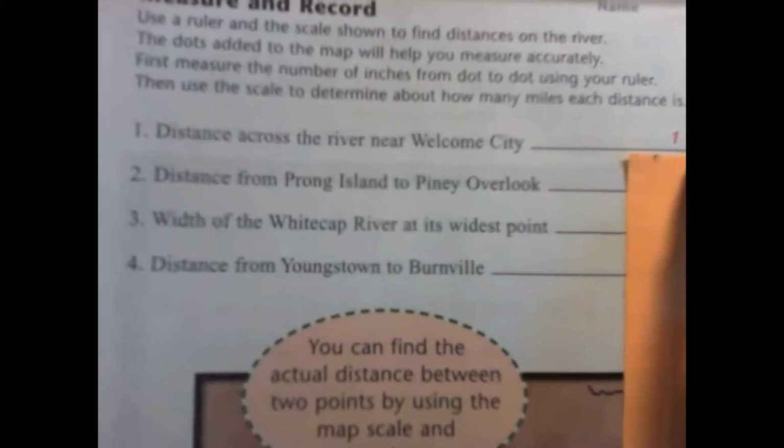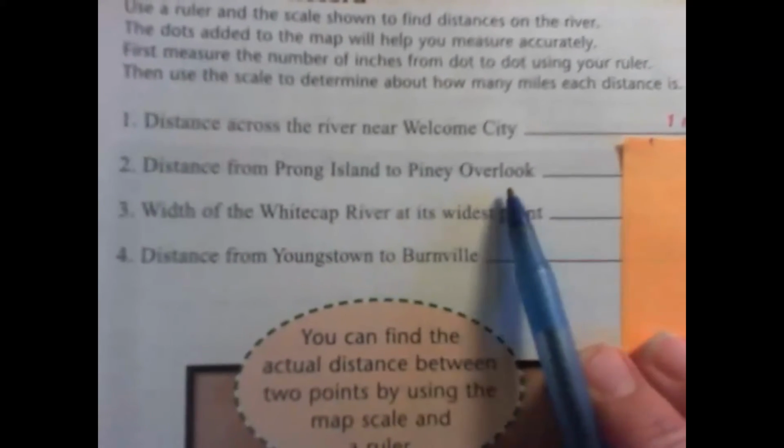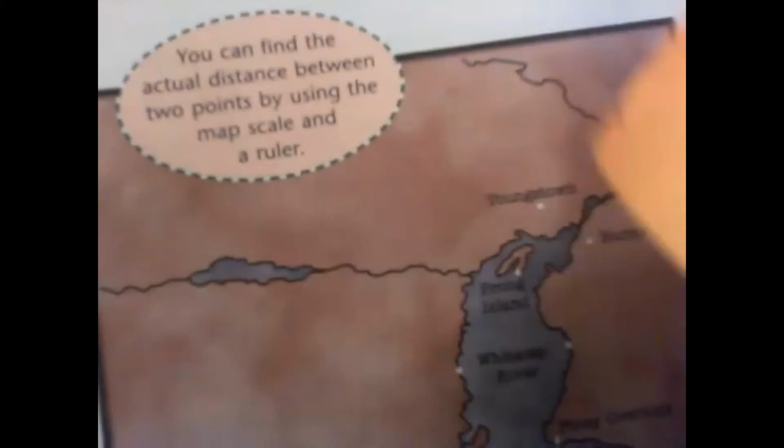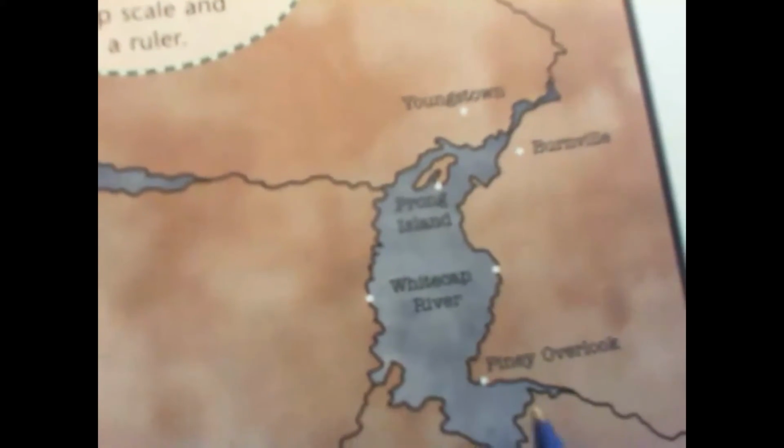The distance across. Let's look at the second one. The distance from Prong Island to Piney Overlook. All right, Prong Island to Piney Overlook. There's Prong Island. Now there's Piney Overlook right here. Let's measure it.